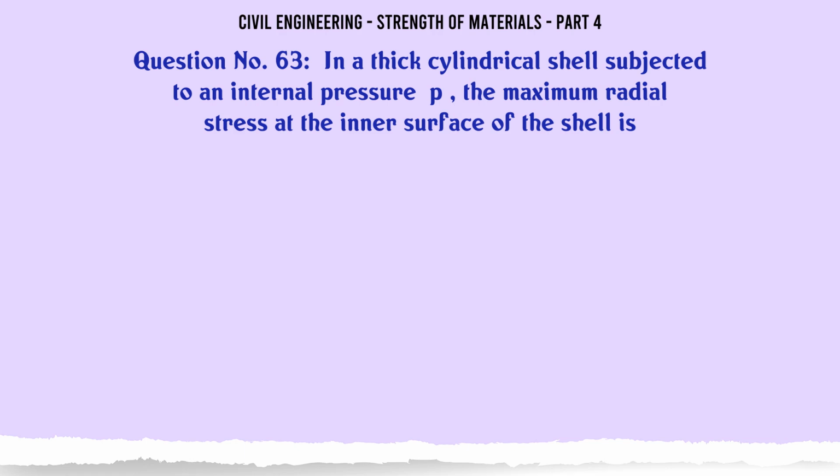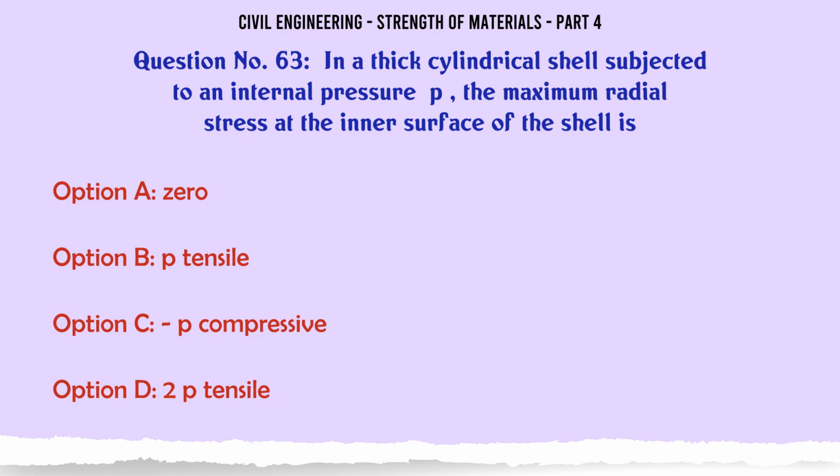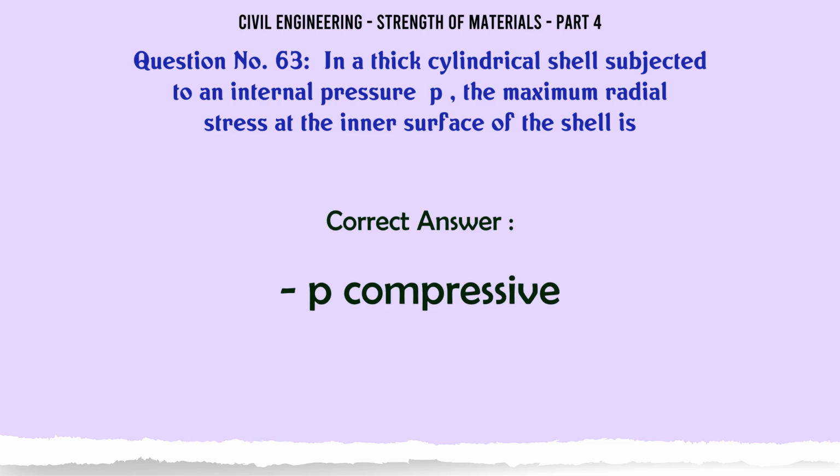In a thick cylindrical shell subjected to an internal pressure P, the maximum radial stress at the inner surface of the shell is A. 0, B. P tensile, C. P compressive, D. 2 P tensile. The correct answer is P compressive.